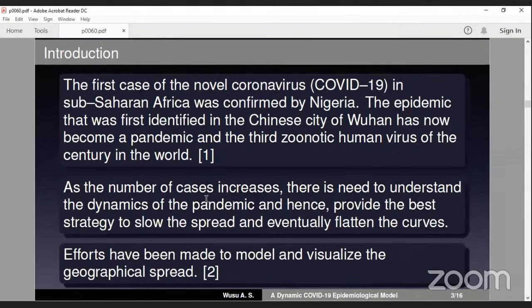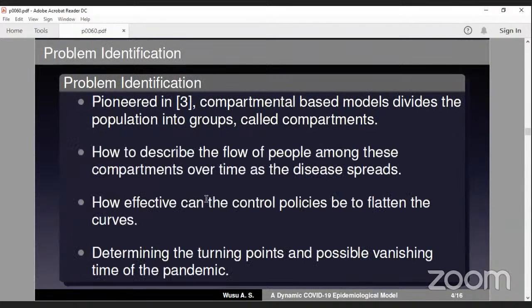Just a small background information on the coronavirus. It was first discovered in the Chinese city of Wuhan, and it has become a global pandemic and is the third zoonotic human virus of the century. As the number of cases increases, there is an urgent need for us to really understand the dynamics of this pandemic, to make adequate preparations, set up strategies to cope and to flatten the curves. Several efforts have been made by numerous contributors by giving us a model for visualizing the geographical spread of the disease. But we are not really interested in that. We are really interested in looking for a mathematical representation of the dynamics of the pandemic.